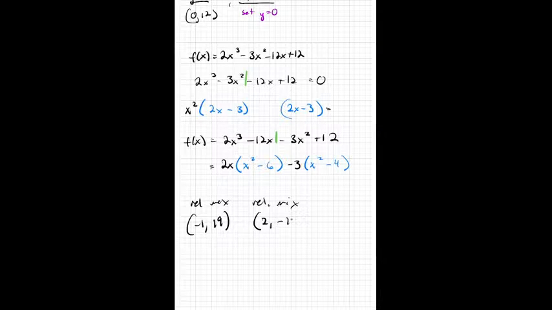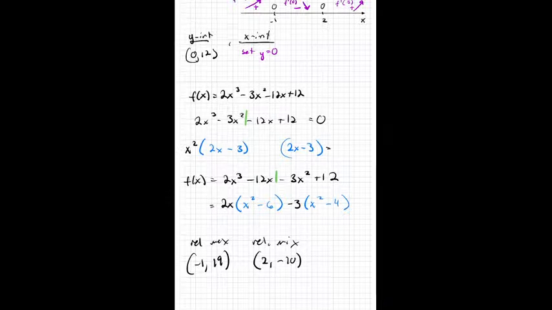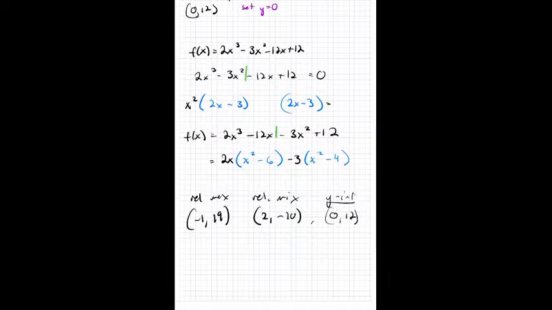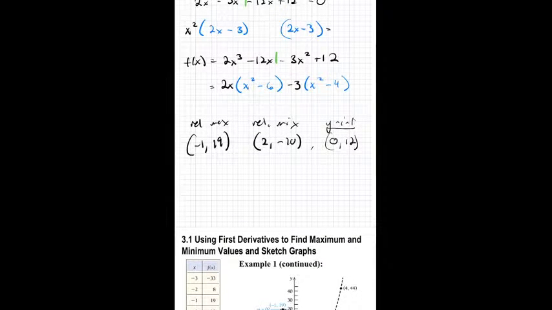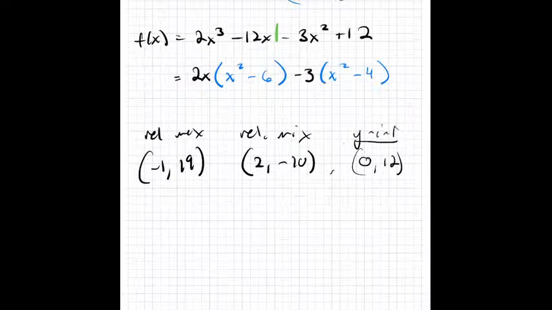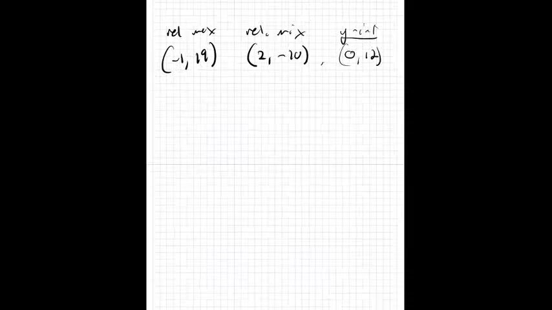So we have a relative max, a relative min, and a y-intercept. We said it was 0, 12. Okay, so I want to do a quick rough sketch of what we have. Let me add a page. I'm not doing super detailed work here.